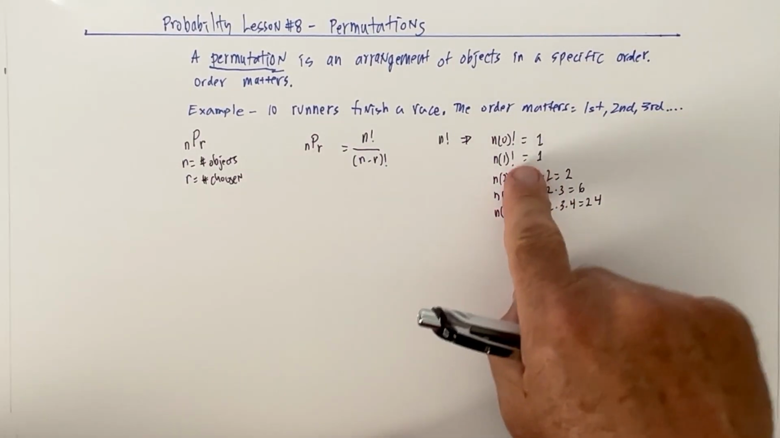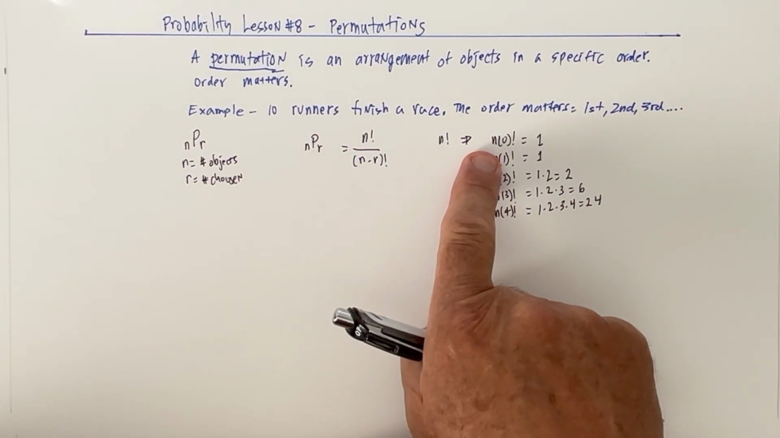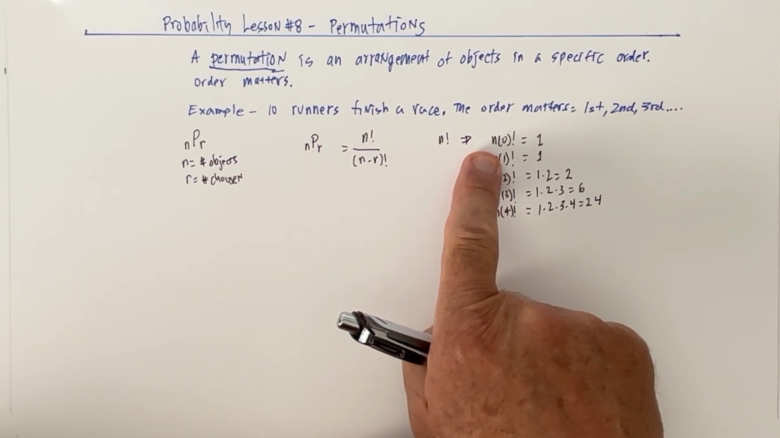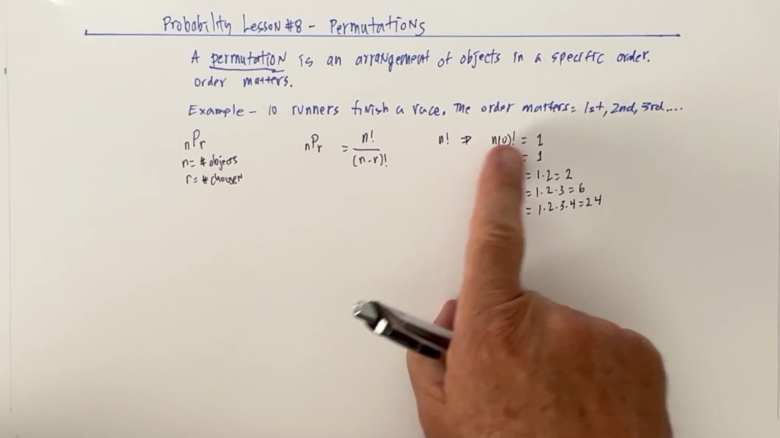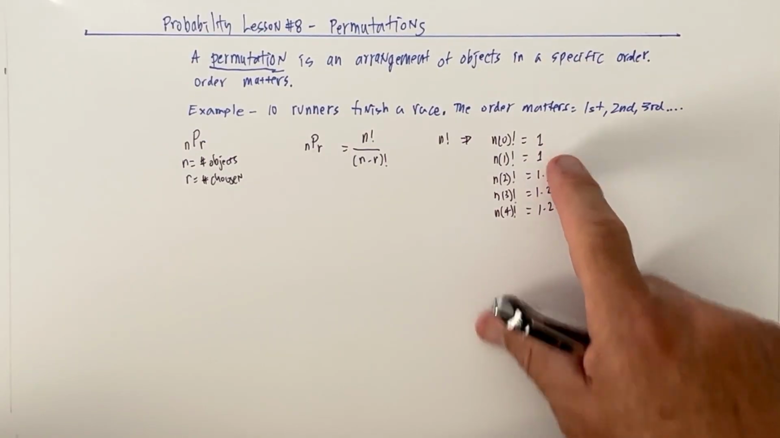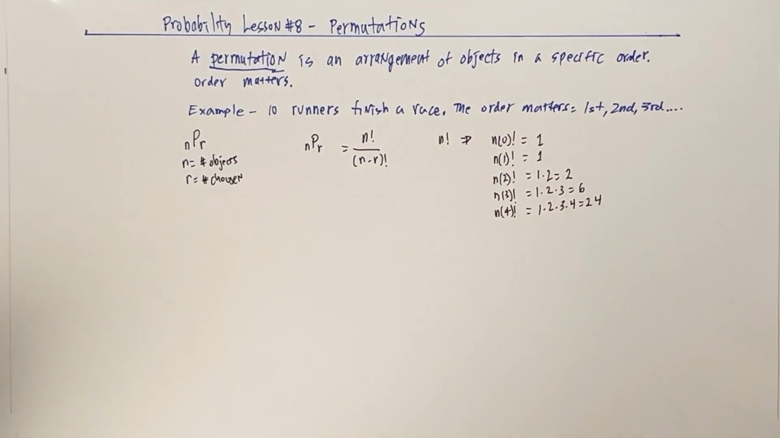So you can see it's just a multiplication, except the odd one here is 0. You would think 0 factorial would be 0, but it's really 1, the way it's defined, because it has to do with probabilities, actually, or the ordering of things.